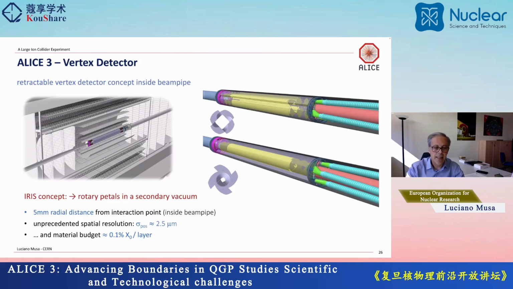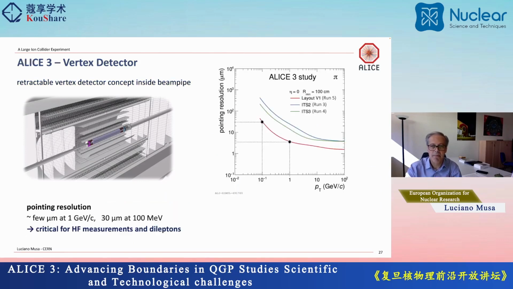That is done with a concept which we call iris, where the detectors are sort of rotary petals in the secondary vacuum of the beam pipe. And with this, we will be able to achieve a pointing resolution of a few microns at 1 GeV/c, and still keep a precision of 30 microns for particles with a momentum as low as 100 MeV.